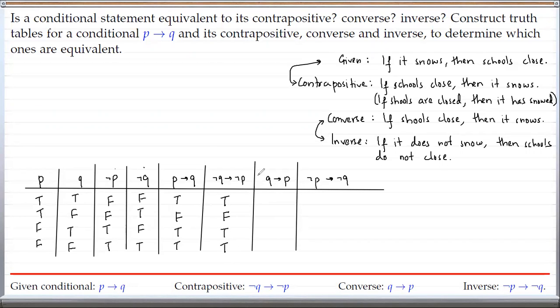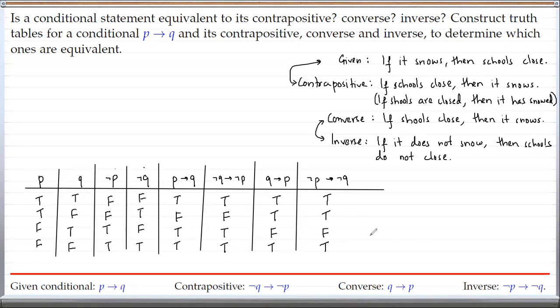Next, we have Q implies P. True implies true is true. False implies true is also true. True implies false can't be true. This will be false. False implies false is true. And finally, we need not P implies not Q. False implies false is true. False implies true is also true. True implies false is false. The last one, true implies true is true.